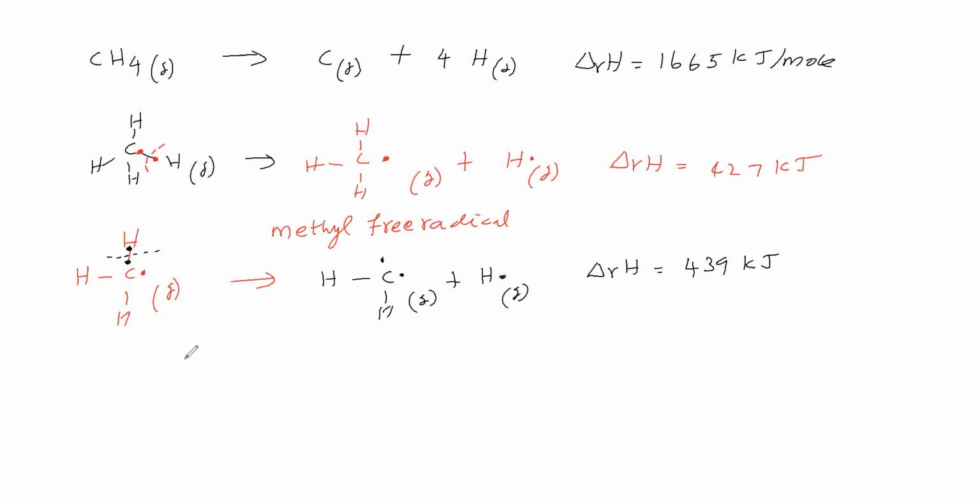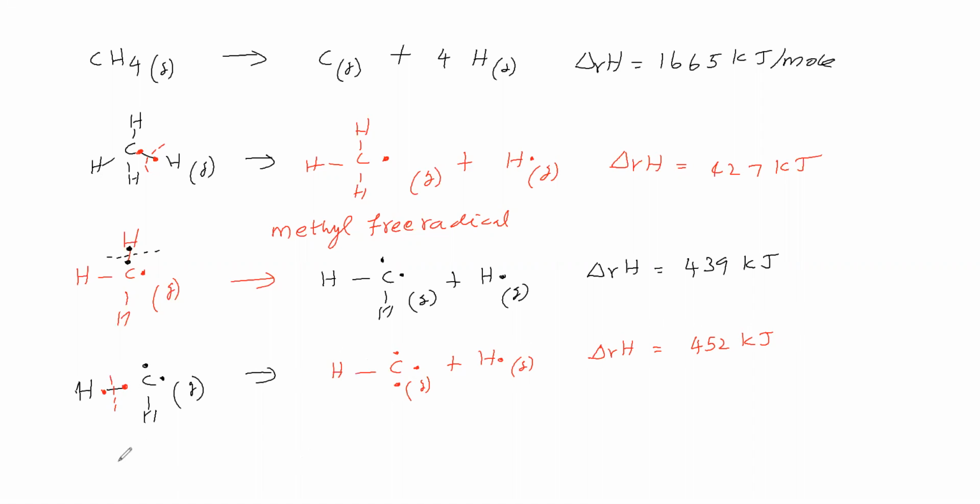Now we will talk about this CH2. In this CH2, we will break this CH bond, taking it for homolytic cleavage. So we are getting a CH tri-radical and an H dot in gaseous state. For this, the net amount of heat involved is 452 kilojoule.